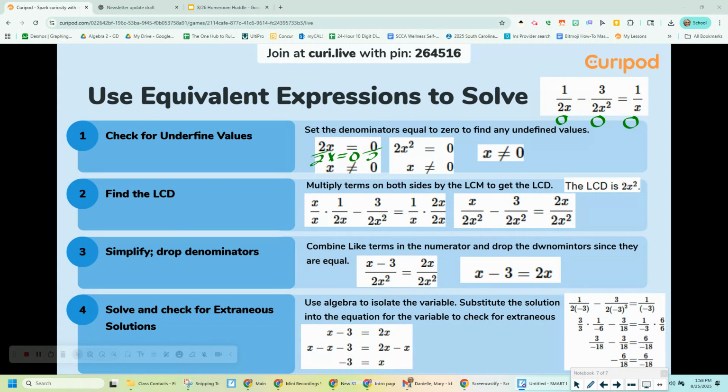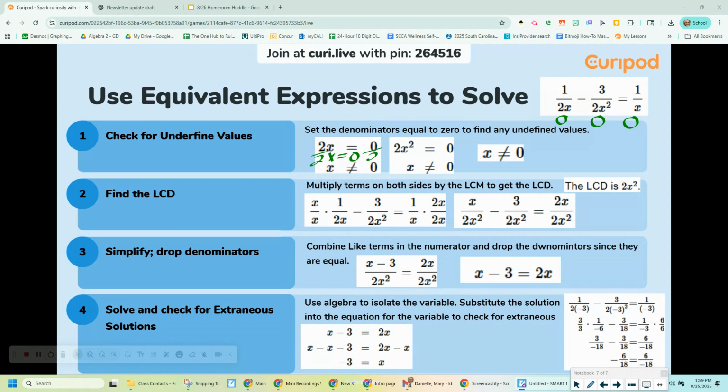Step 2, next you're going to want to find the least common denominator. So you're going to multiply the terms on both sides of the equal sign by the least common multiple to get the least common denominator. So in this case, our least common denominator is 2x squared. So I would need to multiply the terms to make all of the denominators the same.